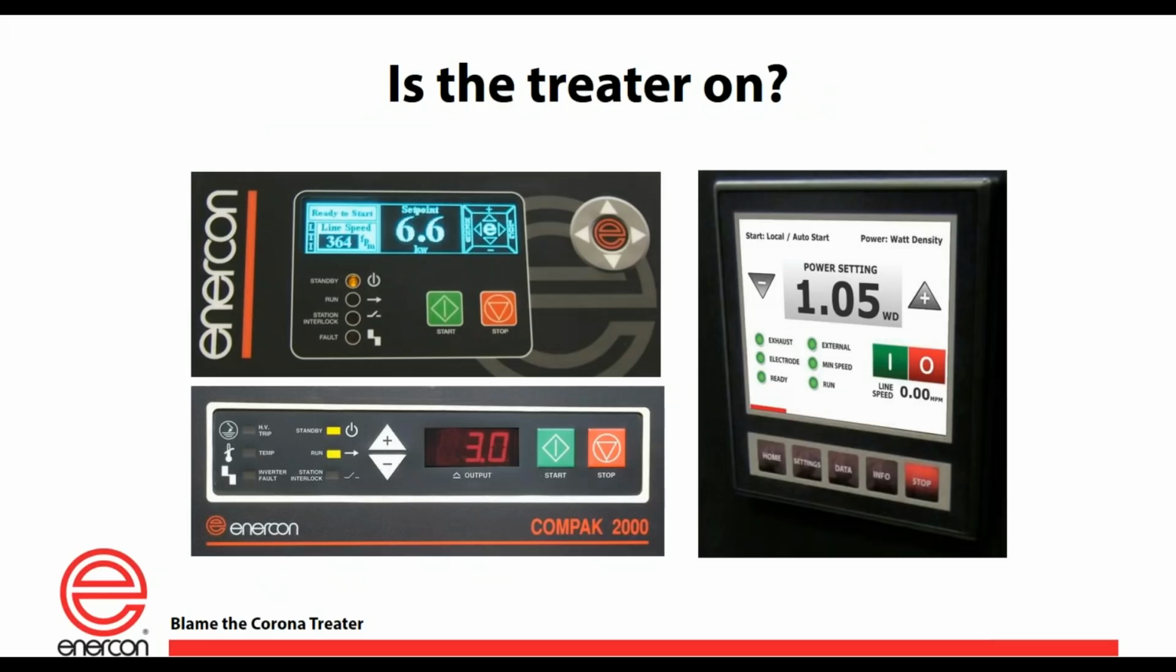Now, the displays will certainly give you a visual inspection as well. It should tell you whether you are running in operation, and whether the unit is going through any faults at the moment. You can see on the right in the picture the green lit up buttons for the exhaust, external, electrode, and the minimum speed, showing that it is in a running state and is ready to go. So that will give you another visual inspection that the treater is on and in operation.